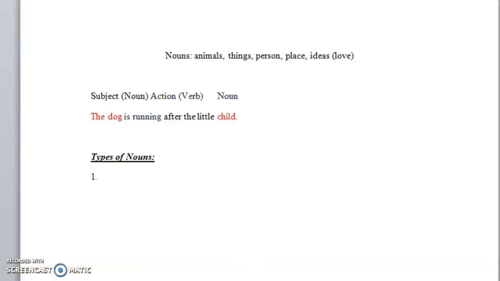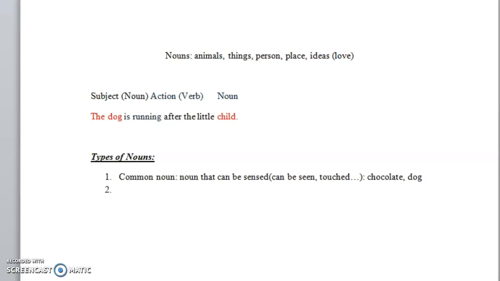Let's write the definition here. Common noun, it's a noun that can be sensed. Okay? In other words, can be seen, touched, etc. Our senses can find this noun. Okay, for example, chocolate. For example, dog again.